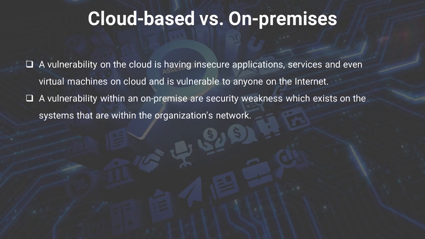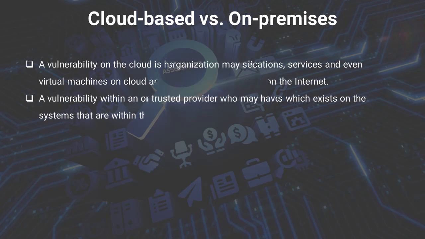an on-premise system. Vulnerabilities on the cloud is simply having insecure applications, services, and even virtual machines on the cloud, and these systems are vulnerable to anyone. Vulnerabilities within, let's say, an on-premise solution are simply security weaknesses which exist on systems that are within the organization. To put it simply, we need to secure all our applications, systems, and virtual machines, whether these systems are on the cloud or whether these systems are on our existing network.